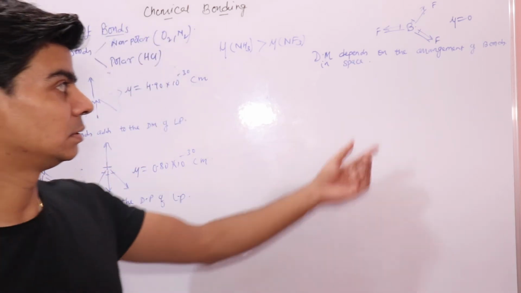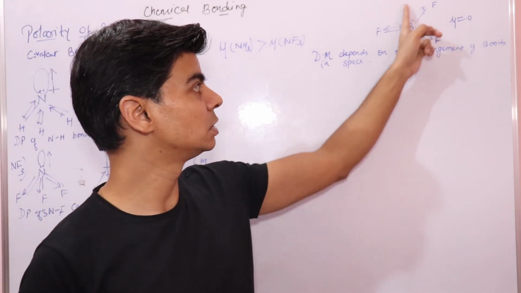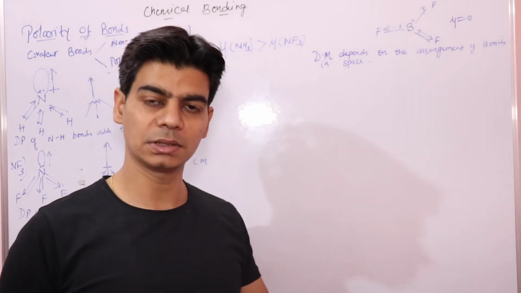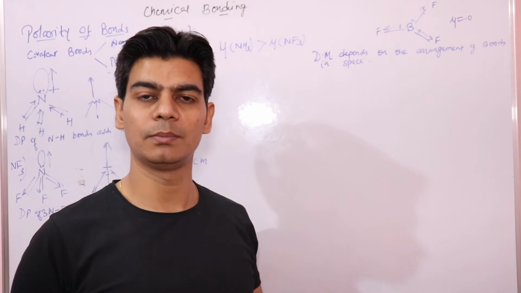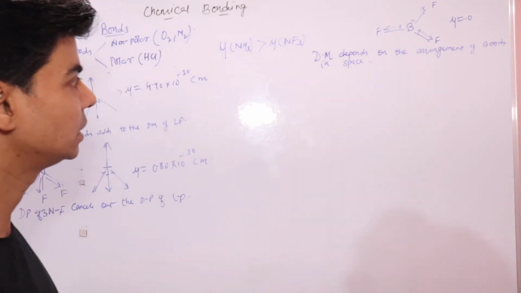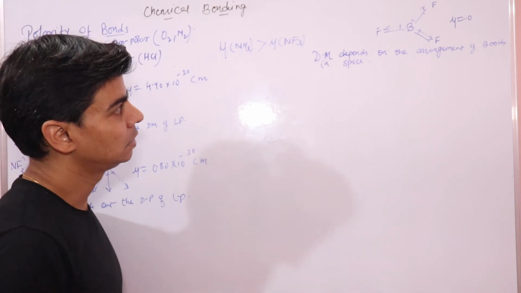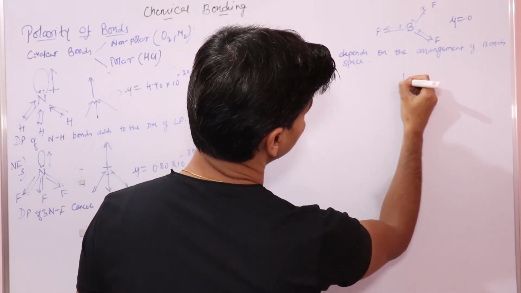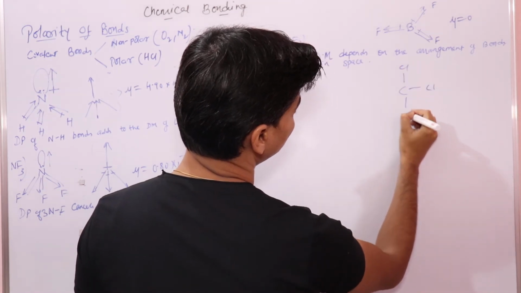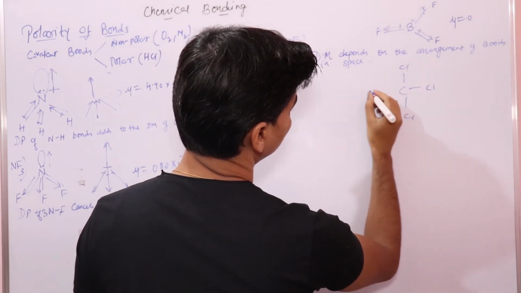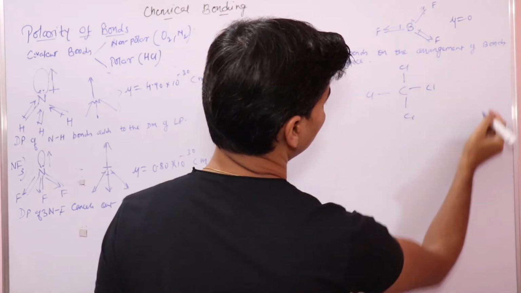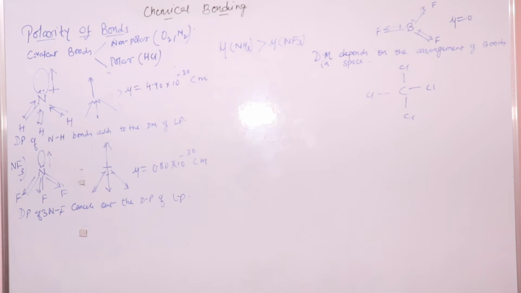Because the arrangement of bonds will determine the direction of the dipole moment, right? Direction is important to see in dipole moment, because dipole moment is a vector quantity, right, that has magnitude and direction. Now let's look into this CCl4 molecule, right? This is your CCl4 molecule, right?